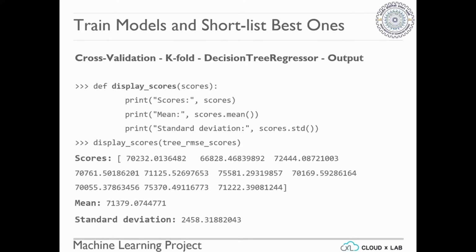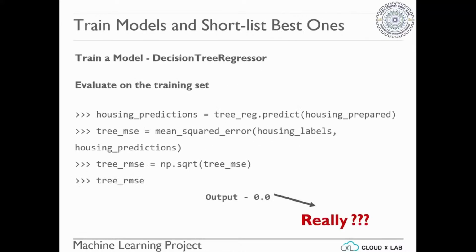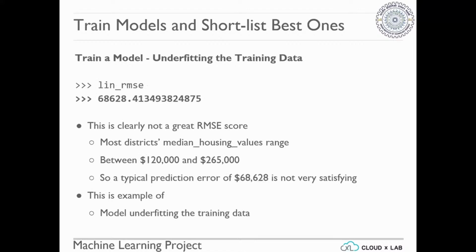And for this same problem, we are saying this error is high because the median housing price ranges from $120,000 to $265,000. Considering the housing price lies in this range, we are saying this is a high error, right?